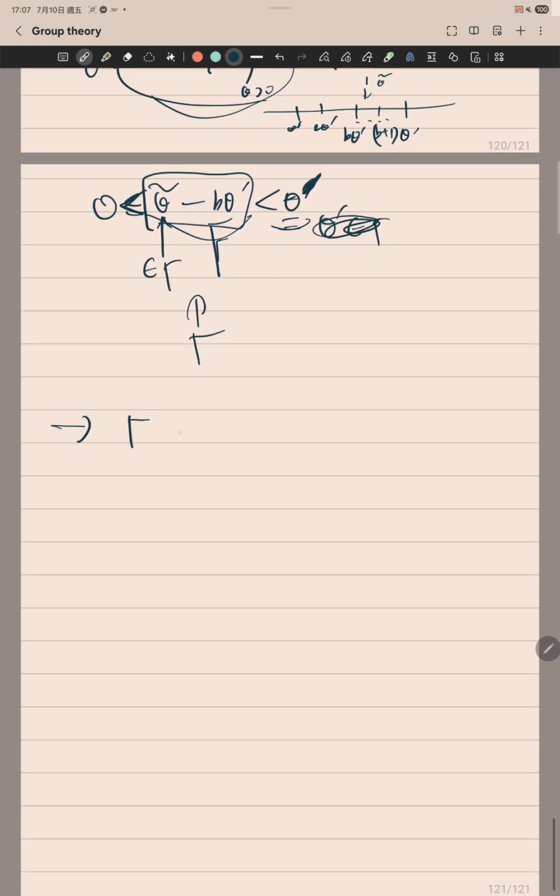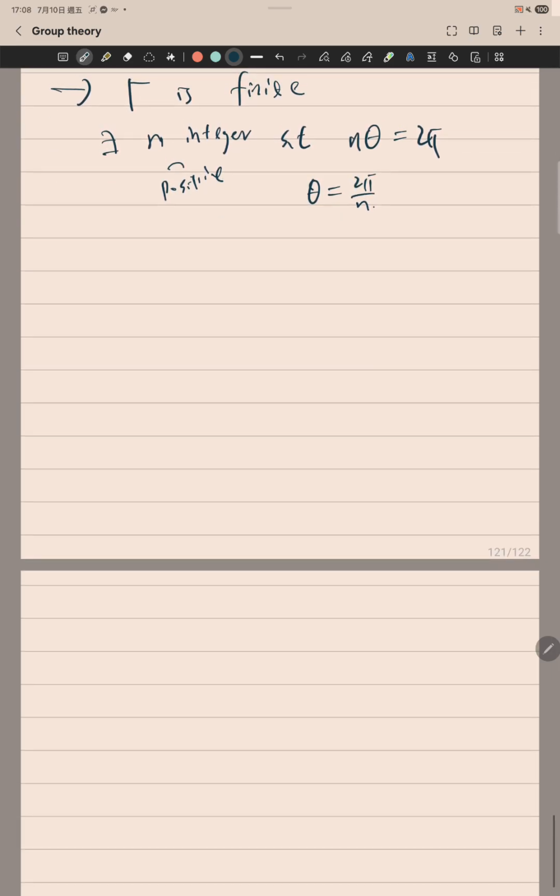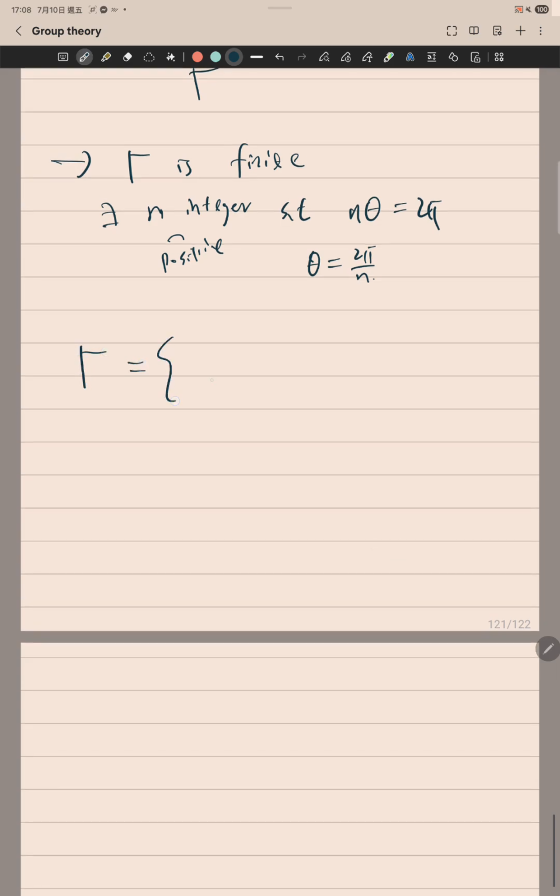Okay, but then gamma is finite. So there exists a positive integer n such that n theta prime must become the identity, so must become 2 pi. So the smallest theta must be 2 pi divided by n. Now we have the complete description of this group. This group will just be the rotations by 2 pi divided by n times k, where k goes from 0, 1, 2 up to n minus 1. Okay, which is just Cn.